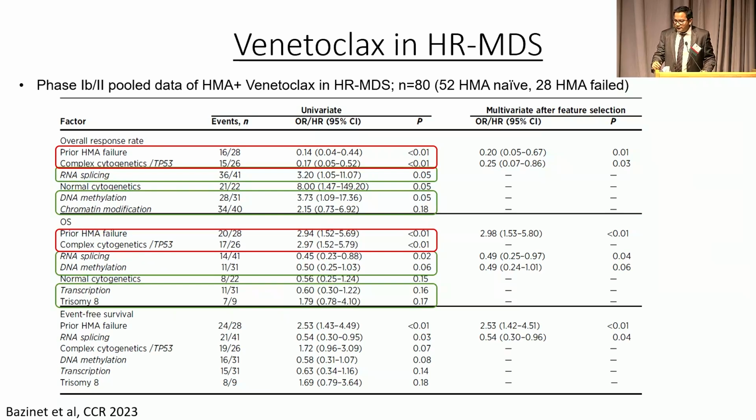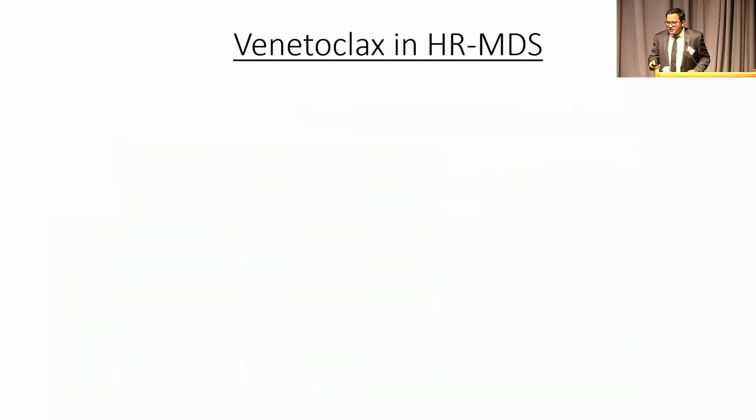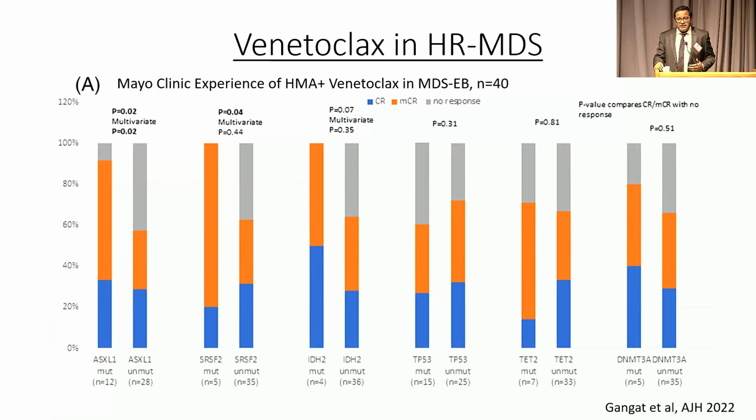This is correlative data from MD Anderson based on our phase 1 trial of HMA plus venetoclax in high-risk MDS. And you do see that DNA methylation pathways, chromatin modifiers, RNA splicing, mutations very commonly seen in MDS actually lead to better outcomes with venetoclax-based regimen. Similar data has been shown from the Mayo Clinic group, where presence of ASXL1, SRSF2, and IDH mutations leads to better responses with venetoclax-based therapies in MDS. Not true for TP53, etc., and that's known already.